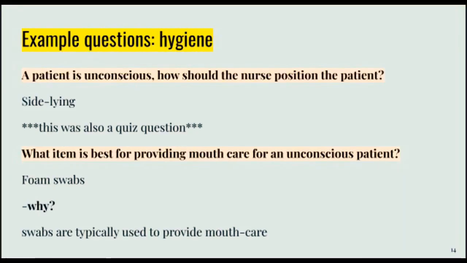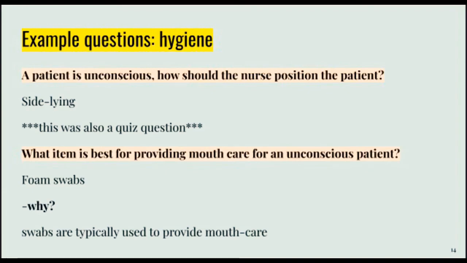A patient is unconscious. How should the nurse position the patient? If the patient's unconscious, you're going to put the patient on their side, and the answer is going to be sidelying. You're going to put them on their side, or they're going to lie on that side. And this is actually also a quiz question, just so you guys would be aware. You probably already took the quiz, but just giving you a little heads up on that as well.